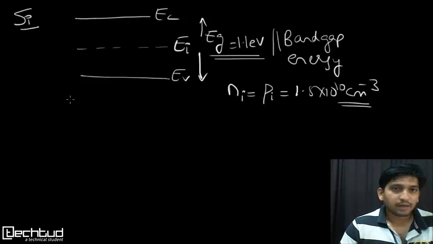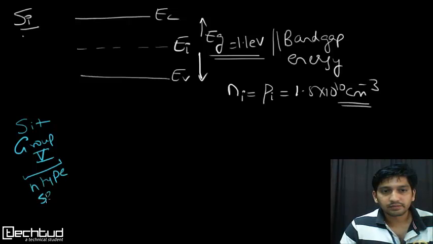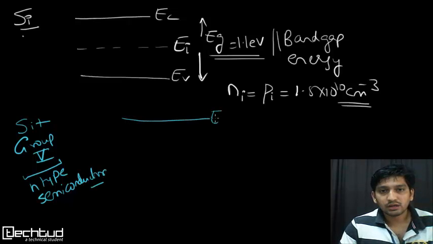Now what happens if we dope this silicon with donor ion impurities? How will the band gap diagram look? Suppose we dope this silicon with group 5 elements. This is called an N-type semiconductor. How will the energy band diagram look? So this is your EC, this is your EV.